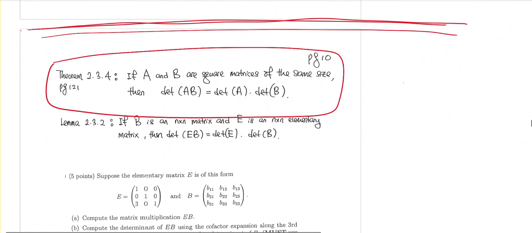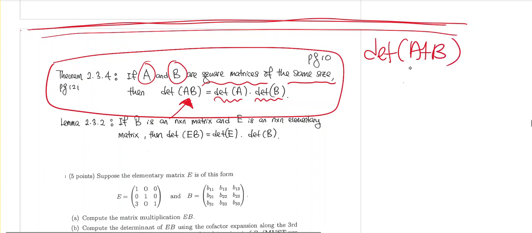Before we look at the proof, let's make sure that we understand the statement of this theorem. It says that if you have two square matrices of the same size, say n by n, then the determinant of the product of the two matrices is the same as the product of the determinants of the two matrices. We know that we don't have this kind of theorem for sums. This is not true in general. But for products, we can actually do this.